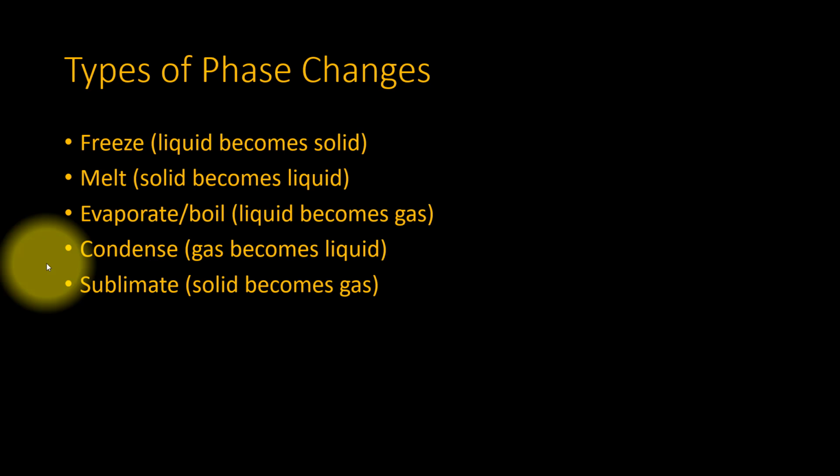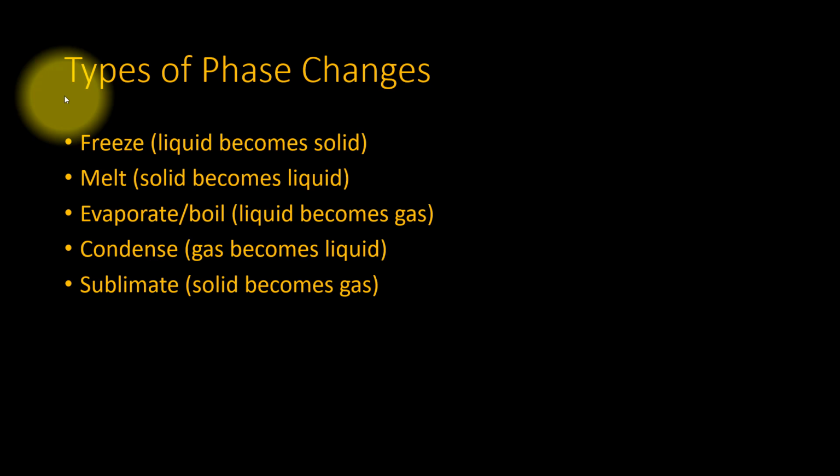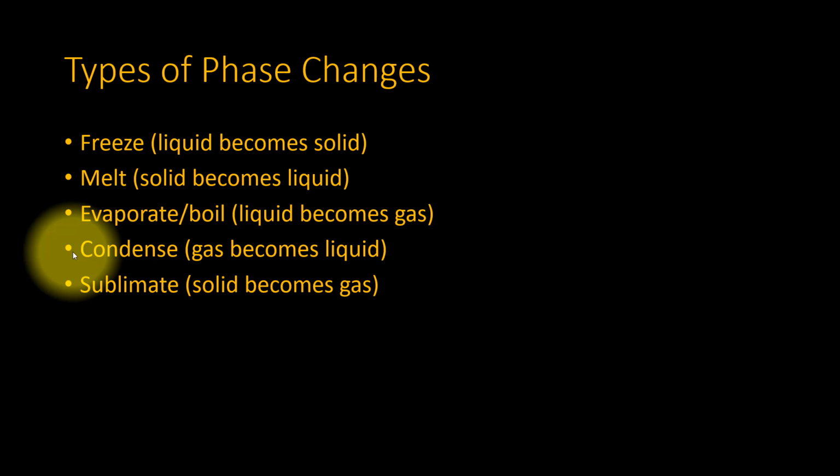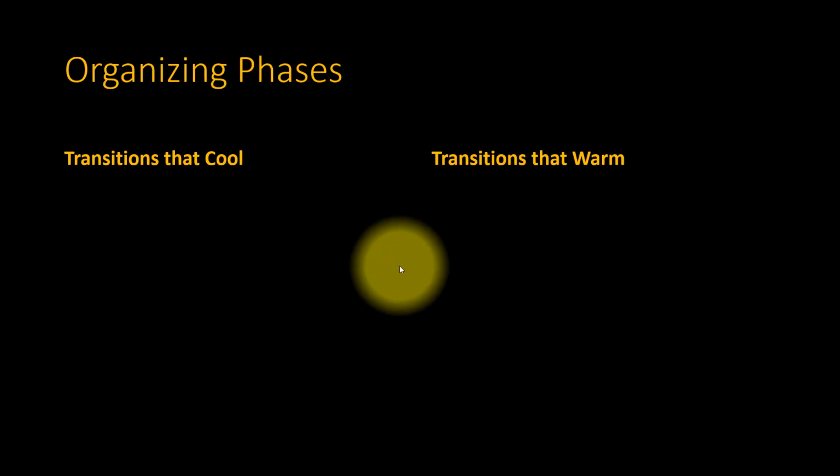Now, for the most part, when people think of changing phases, they think of pairings. For example, freezing and melting are opposite processes, so they get paired together. Same thing with evaporation and condensation. Opposite processes, so people think of them together. We're going to shift things a little bit, and instead of talking about pairings, we're going to look at things from the perspective of which transitions result in cooling and which ones result in warming.